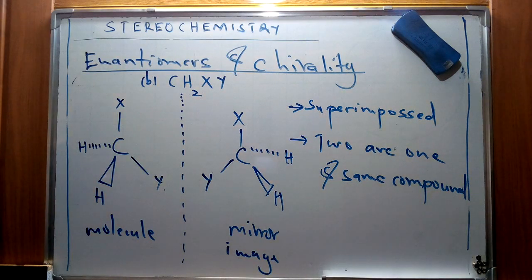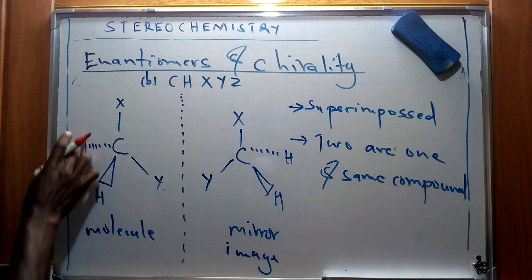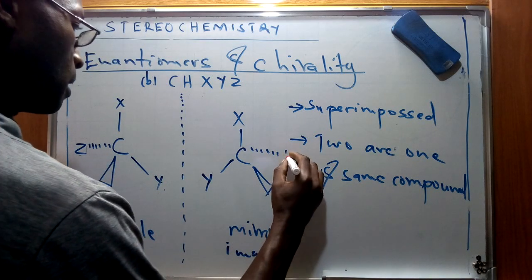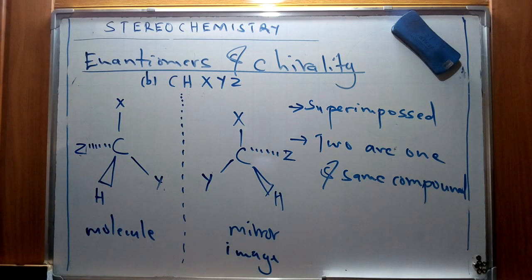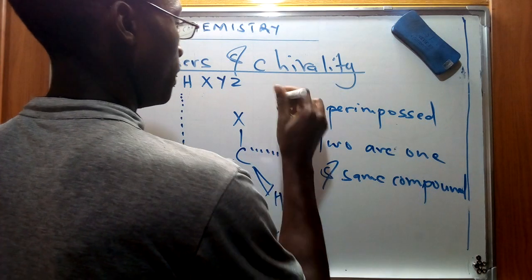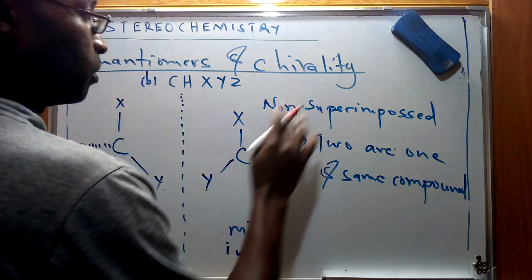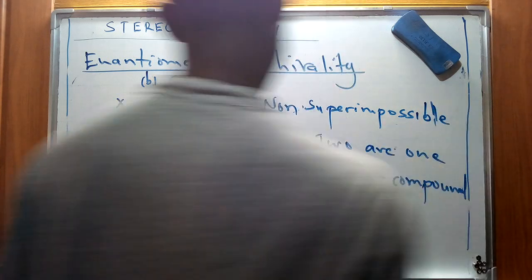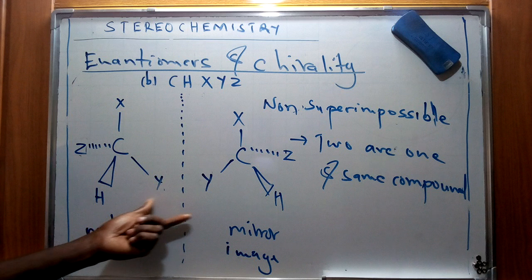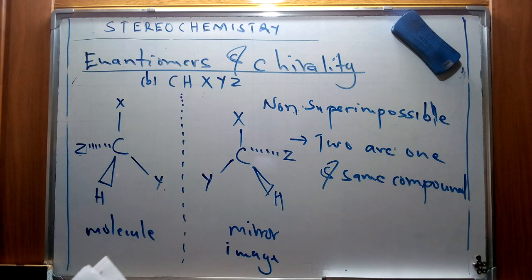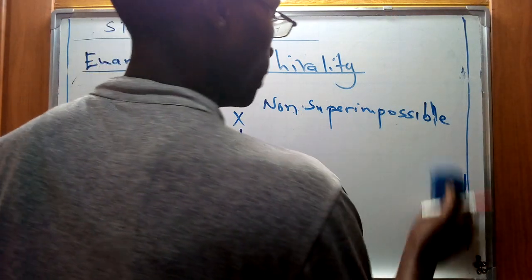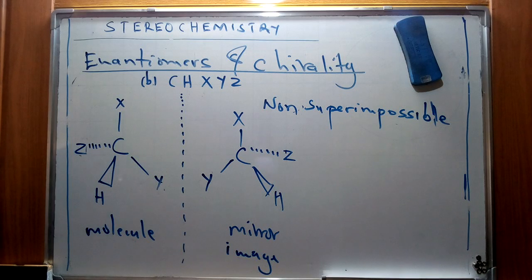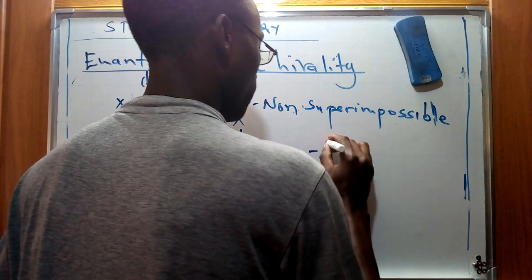Now suppose we continue with our substitution, and then we have XYZ. We're going to see that this is going to be or Z. And if we try to look at those two specific illustrations, we're going to see that this mirror image cannot be superimposed. Of course, this molecule cannot be superimposed on its mirror image. Therefore, they're going to form two different compounds. And of course, we're going to see that these two different compounds are going to be referred to as a specific name. And we can now conclude that these two compounds are different and therefore referred to as enantiomers.